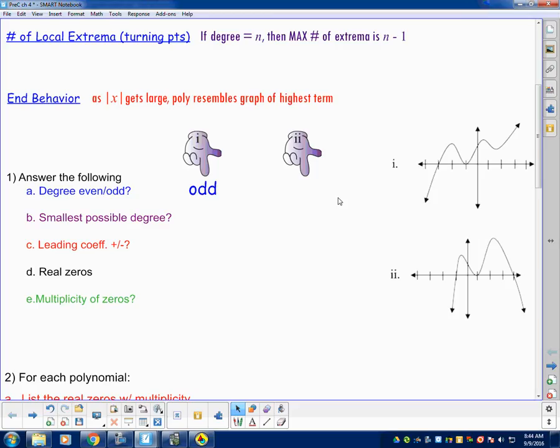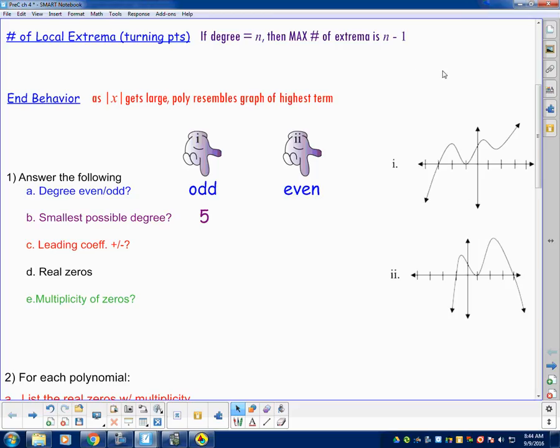Good. What about the second one when we look down here? Arrows are going same directions. It's going to be even. Okay. Smallest possible degree. How do we figure that out? Well, that's where we start counting humps here. So there's 1, 2, 3, 4 humps. So the smallest possible degree of this guy is 5. It could be of higher degree, but the smallest possible degree is 5.